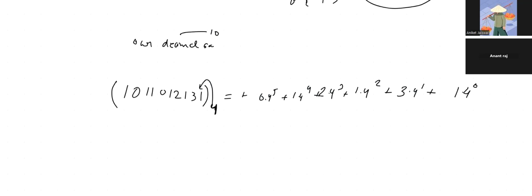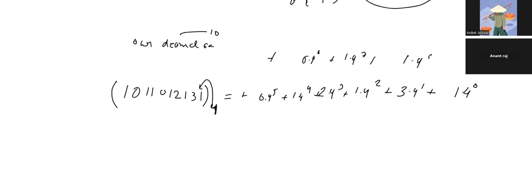I'm just telling what it means. It simply means 1 into 4 to the power 0, plus 3 into 4 to the power 1, plus 1 into 4 to the power 2, plus 2 into 4 to the power 3, plus 1 into 4 to the power 4, plus 0 into 4 to the power 5, plus 1 into 4 to the power 6, plus 1 into 4 to the power 7, plus 0 into 4 to the power 8, plus 1 into 4 to the power 9. It is written in base 10.